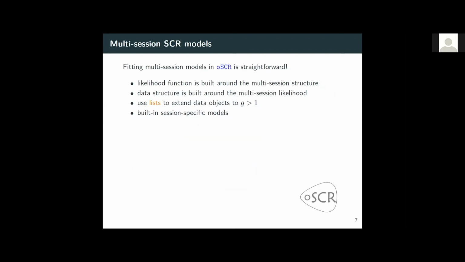So what I want to try and reinforce today is that this repeatable workflow that I spoke about yesterday, this fairly straightforward workflow, is pretty much consistent regardless of which models you want to fit. And hopefully what you'll get from the next few slides is that fitting multi-session models in oSCR is quite as straightforward as fitting single-session models.